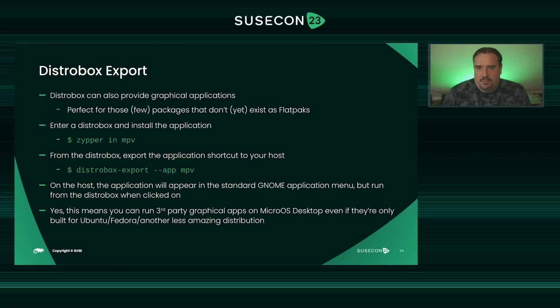And then it looks like a normal GNOME application. Click on it, runs like normal. You wouldn't really know it's doing anything. So this is great, especially if you've also got third-party graphical applications, stuff that hasn't been ported into Flatpaks yet, or like I say, other distributions, Ubuntu, Fedora, anyone else who isn't doing the cool stuff we're doing here. If the packages only exist there, it's no problem at all to create a distrobox, pop it in, export it, and away you go.